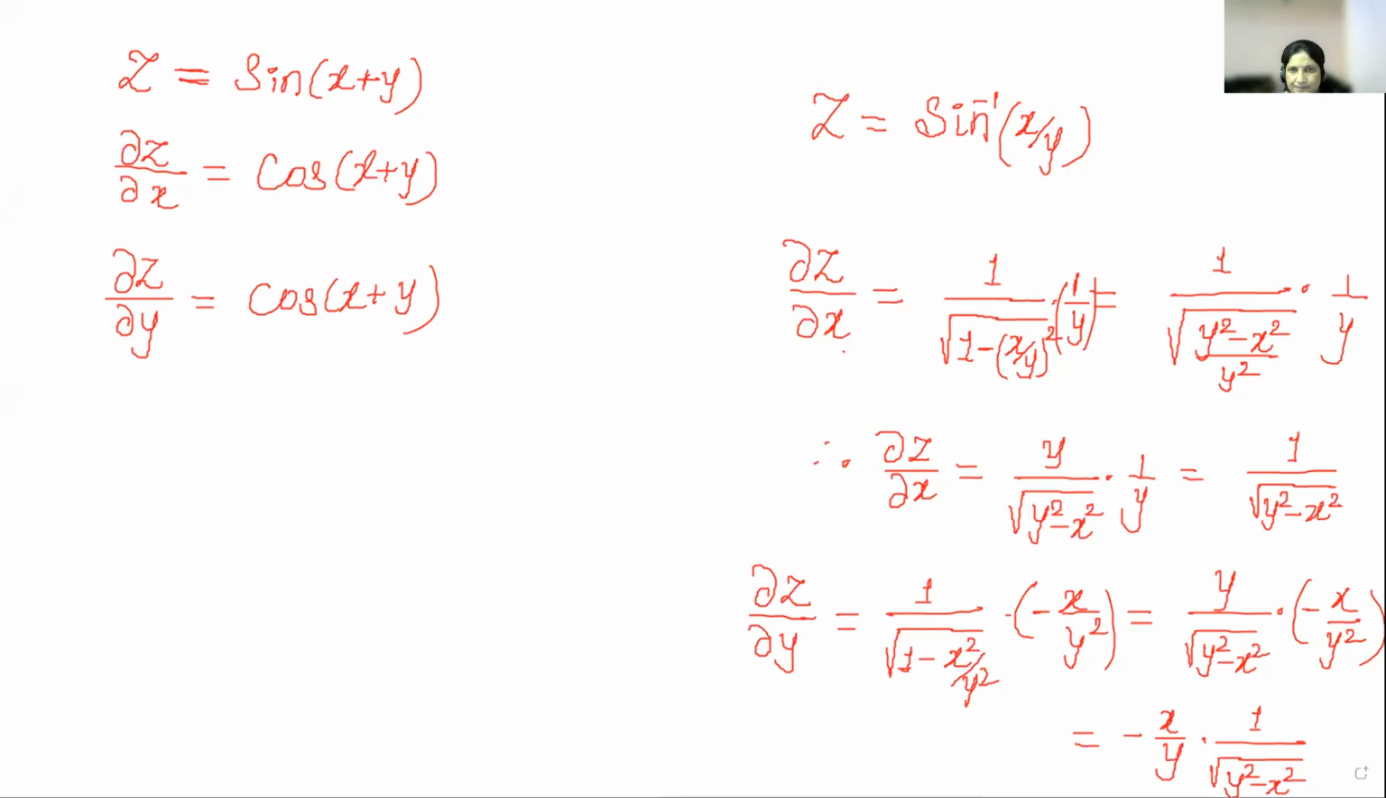Now next, if z is equal to tan inverse of x upon y, then what is the derivative of this function with respect to x?